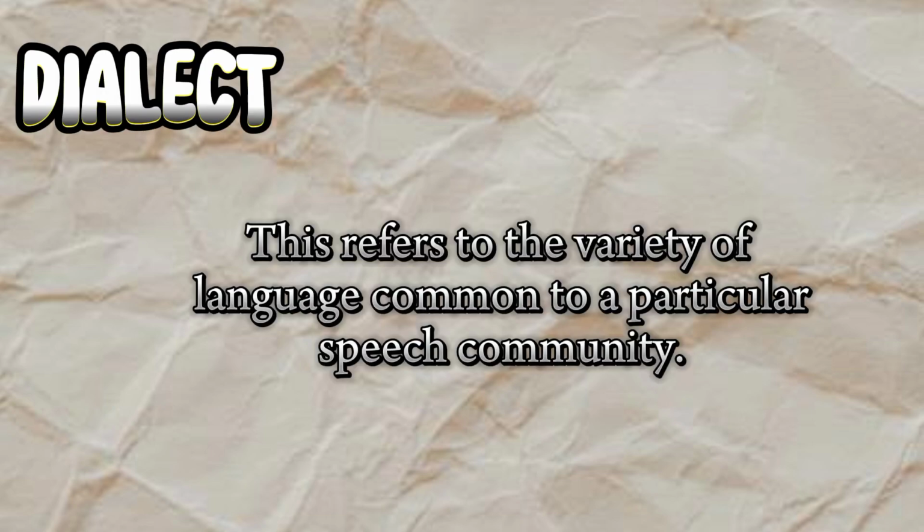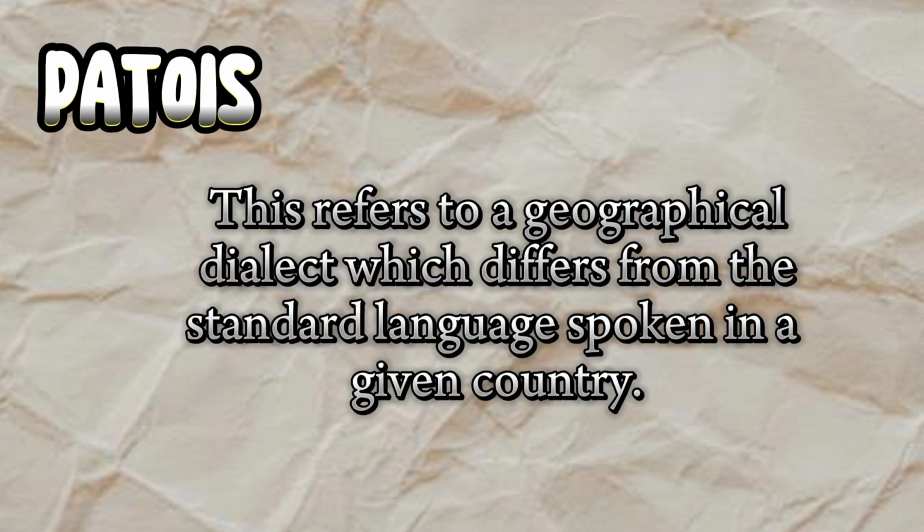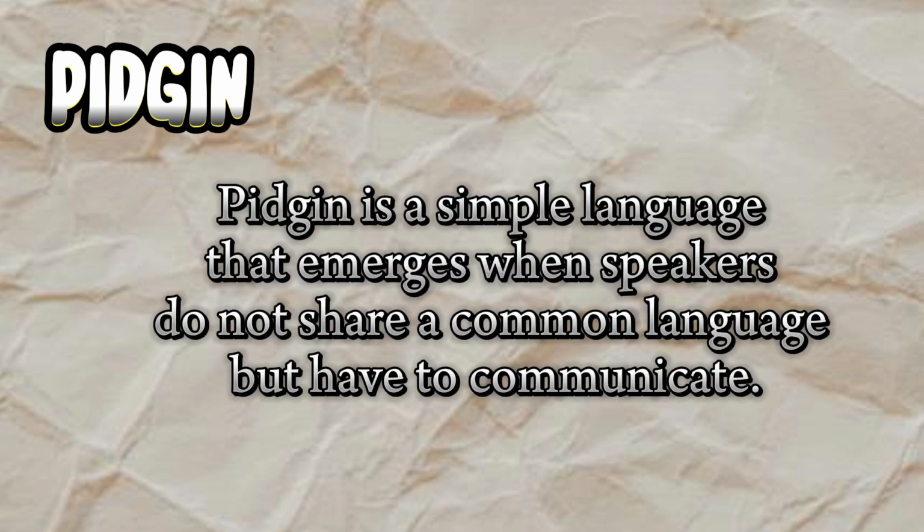So we also have dialect. This refers to the variety of language common to a particular speech community. We also have patois. This refers to a geographical dialect which differs from the standard language spoken in a given country. The next one is pidgin. It is a simple language that emerges when speakers do not share a common language but have to communicate.